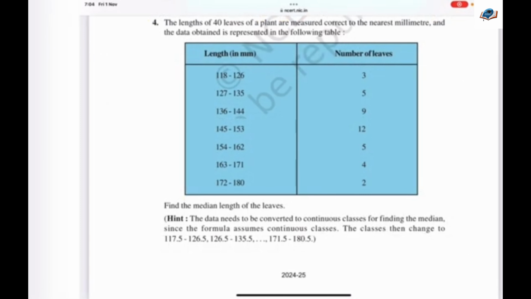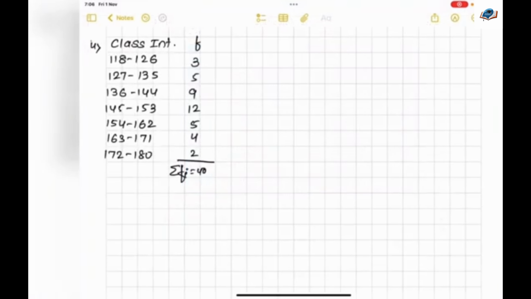Then the fourth one is given: the lengths of 40 leaves of a plant are measured correct to the nearest millimeter and the data obtained is represented by the following table. Find the median length of the leaves. So first I will need to make the class interval into continuous. So 0.5 on the left hand side I am subtracting and 0.5 I am adding on the right hand side. So same way I am doing for all.